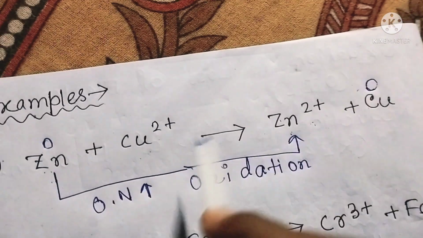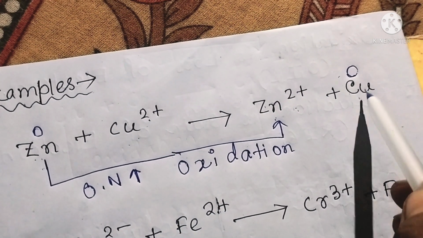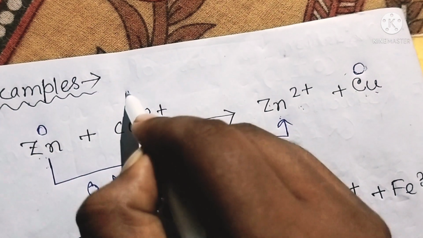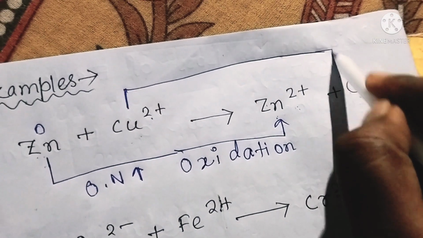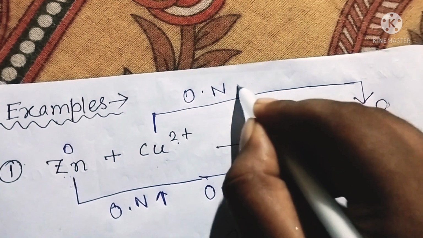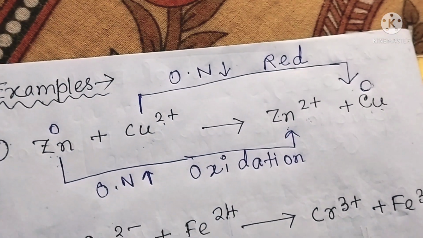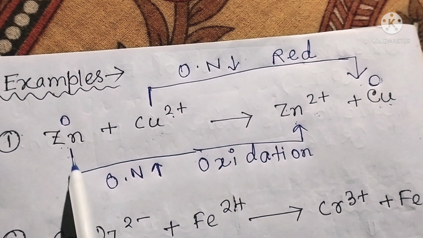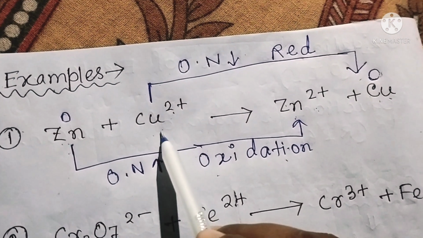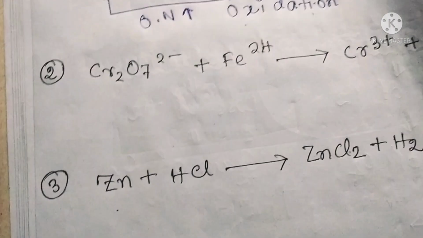Oxidation occurs here. And what happened here? From Cu2+ we get Cu, oxidation number 0. So here oxidation number decreases, that means reduction occurs. So when oxidation number increases, oxidation occurs, and when oxidation number decreases, reduction occurs.